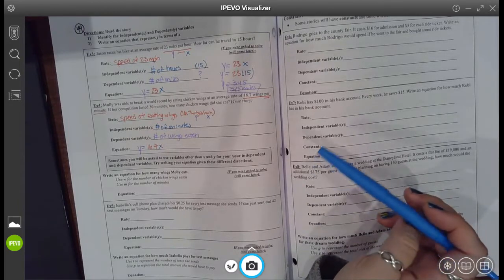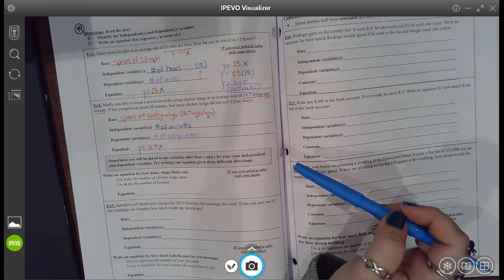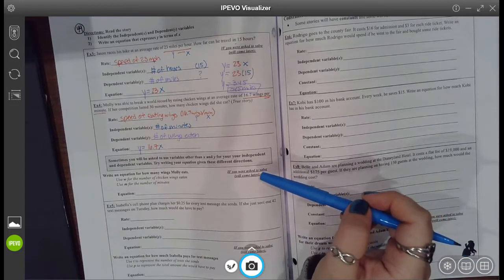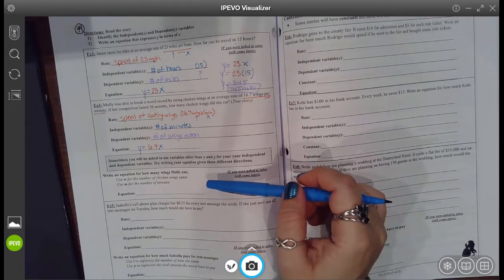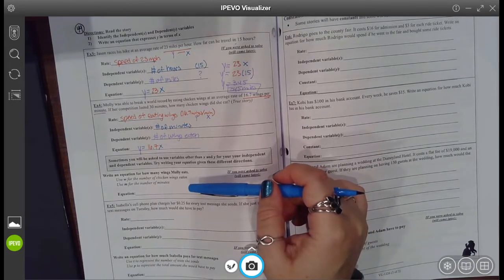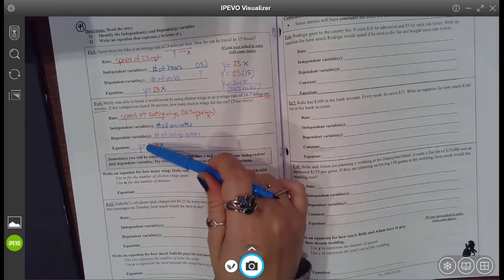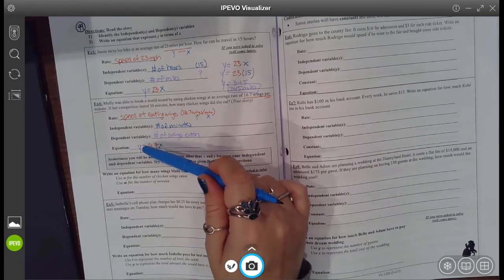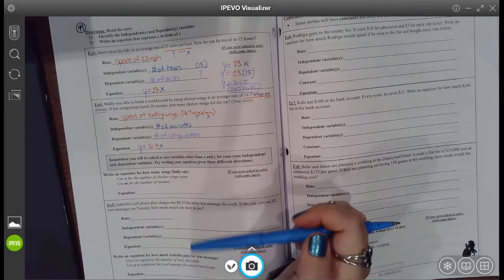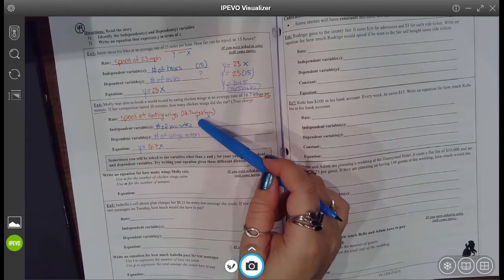Sometimes they ask me to use specific variables other than x and y for your independent and dependent variables. So try writing your equation giving these different directions. It says write an equation for how many wings Molly eats. Use W for the number of chicken wings eaten, and M for the number of minutes. So is it W equals 16.7 M or M equals 16.7 W? Well, think about it. What was what?